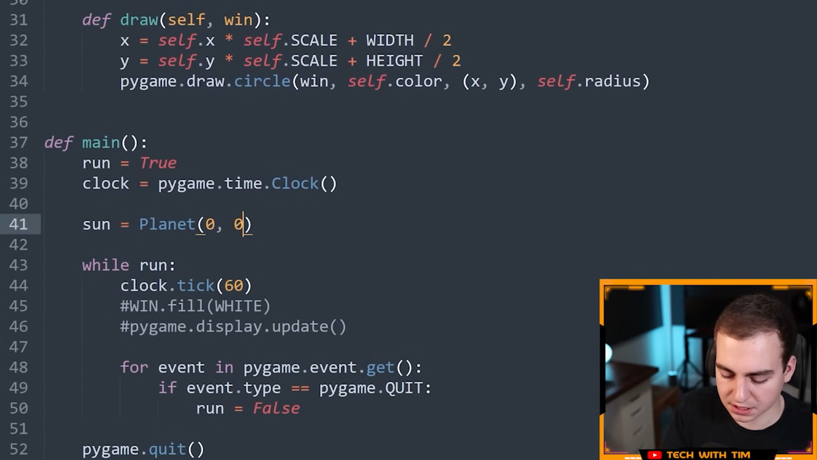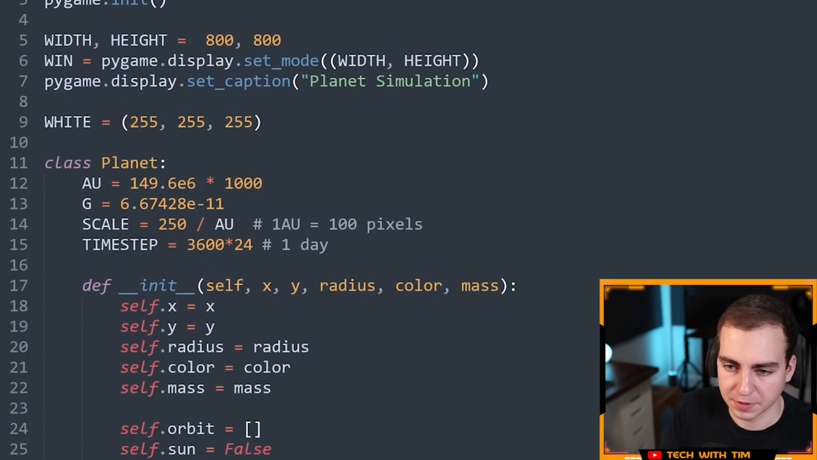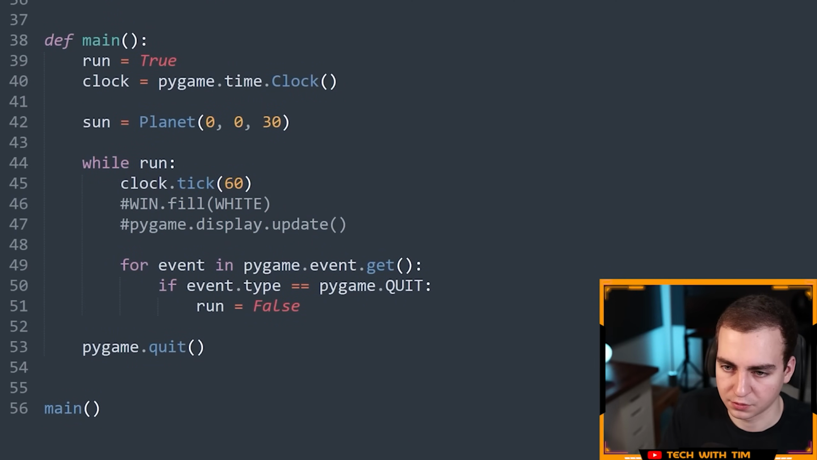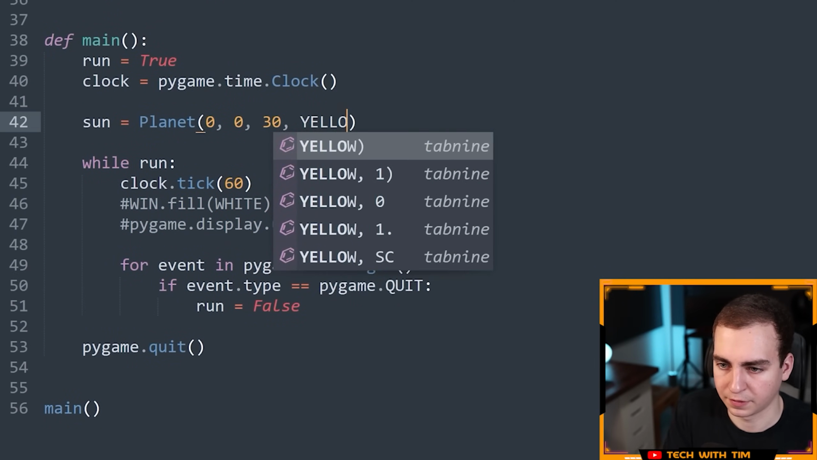For the radius of the sun, we can pick whatever value we want here. We're just going to be kind of randomly picking the radiuses based on the relative mass of the planets. So we want the sun to be the biggest, and what I have in my other program here is 30 for the radius, so we'll go with that. And for the color, I want this to be yellow. So just to make this a bit easier to read, I'm going to define yellow up here. And yellow, actually, how do you even make yellow? Let's look at this. Yellow is going to be 255, 255, and 0. So that's the RGB value for yellow. Obviously, that's the color we want the sun. So let's now put the color as yellow.